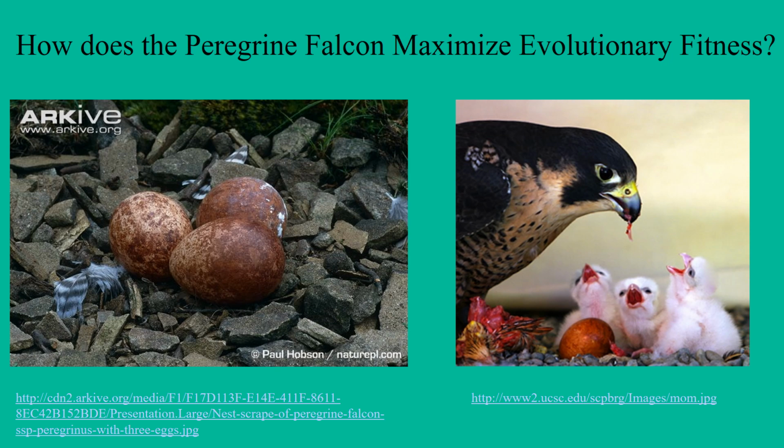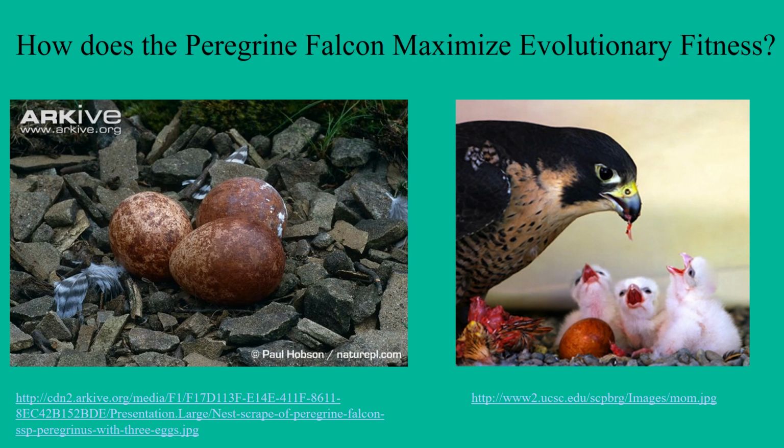These are the eggs of a peregrine falcon. It doesn't look like much of a nest, but that's a nest high up on a cliff top. And then the peregrine falcon parents will dive bomb ducks and shorebirds and gulls, or pigeons in the city, and then they'll bring the food back and feed their little fluffy white chicks. So you might ask yourself, how does the peregrine falcon maximize its evolutionary fitness? How can it have the best survival and the best genetic contribution to the next generation?